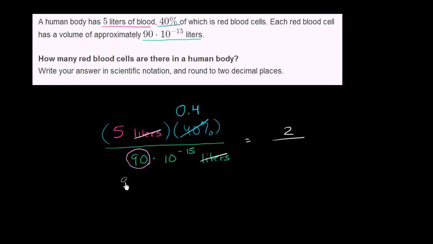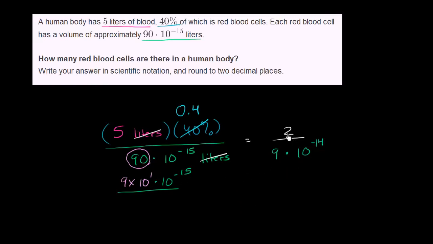90 is the same thing as 9 times 10, or you could even say 9 times 10 to the first. And then you multiply that times 10 to the negative 15. And then this simplifies to 9 times 10 to the, well, let's add these two exponents, 10 to the negative 14.